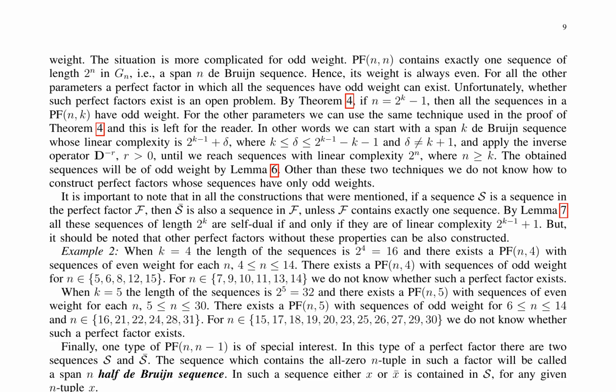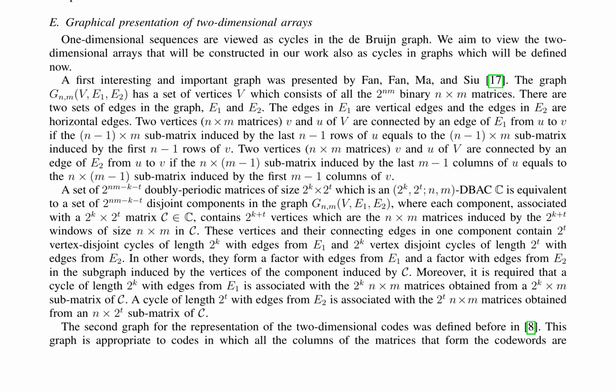A special type of perfect factor, PF(n, n-1), is of particular interest, where two sequences S and S̄ exist, and one of them is a span n-half de Bruijn sequence. The paper then shifts focus to the graphical presentation of two-dimensional arrays, defining a graph G(n, m) = (V, E1, E2), comprising all n times m binary matrices, with E1 and E2 representing vertical and horizontal connections between matrices, respectively.